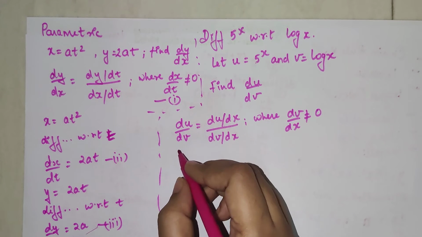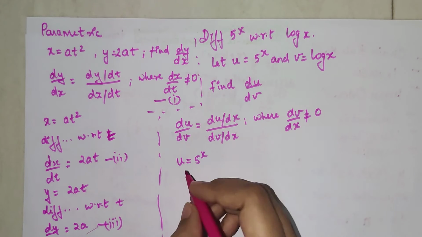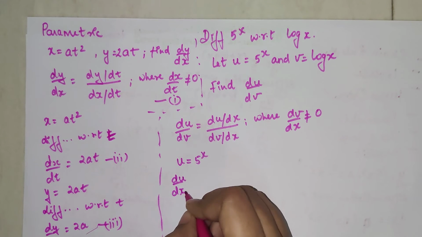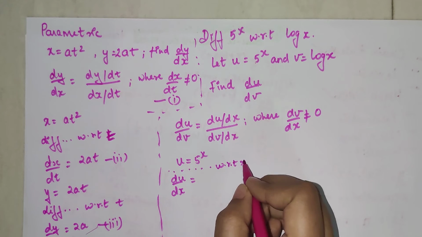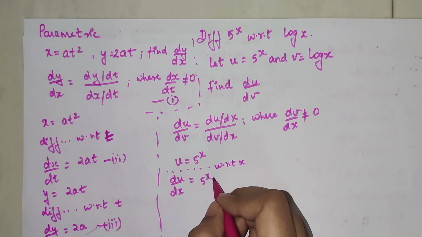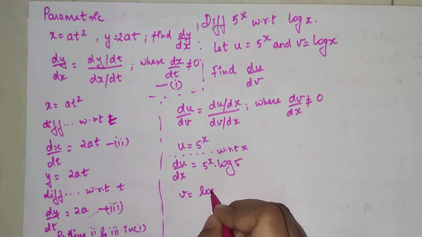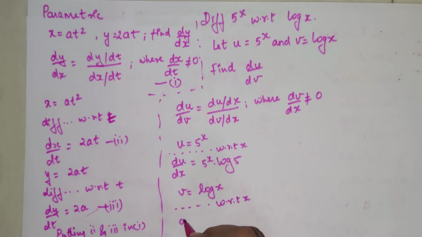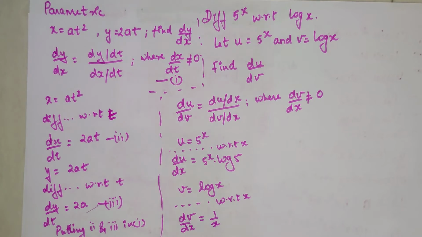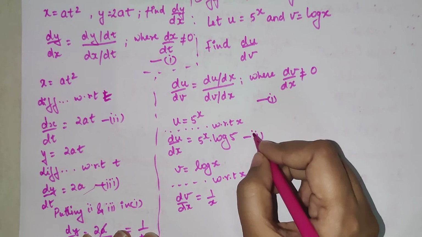Okay, so here let's try and differentiate u is equal to 5 raised to x with respect to x. So you get du by dx. Here you have to write that statement, differentiating with respect to x. Okay, so 5 raised to x gives 5 raised to x log 5, and v is equal to log x. So again differentiating with respect to x we'll write. So dv by dx is equal to 1 upon x. Correct? So now again we'll give these equations numbers.